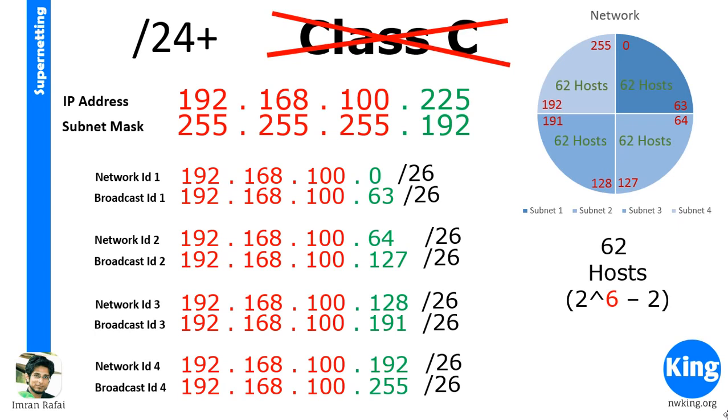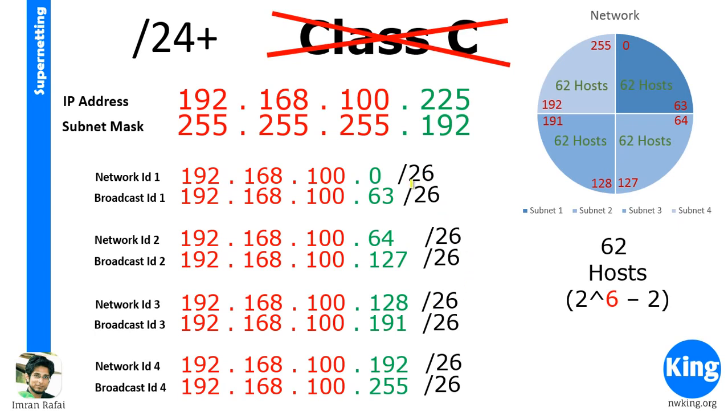Now, if you remember in our last video, we did subnetting, and we broke down this class C IP address into 4 networks. So 192.168.100.0, 100.64, 100.128, 100.192 were 4 different networks.